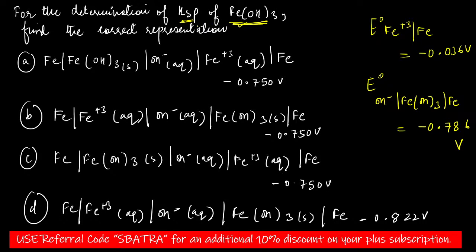The hint for this question is to take the reference of the particular salt for which you have to find the KSP. That's your reference. Write the equation of KSP and see the possible options among these four options. Then you can find the E naught potential and decide your correct answer. This is how you should approach this question. This is a small hint from my end. Now let's see how many of you can use this hint and solve the correct answer.